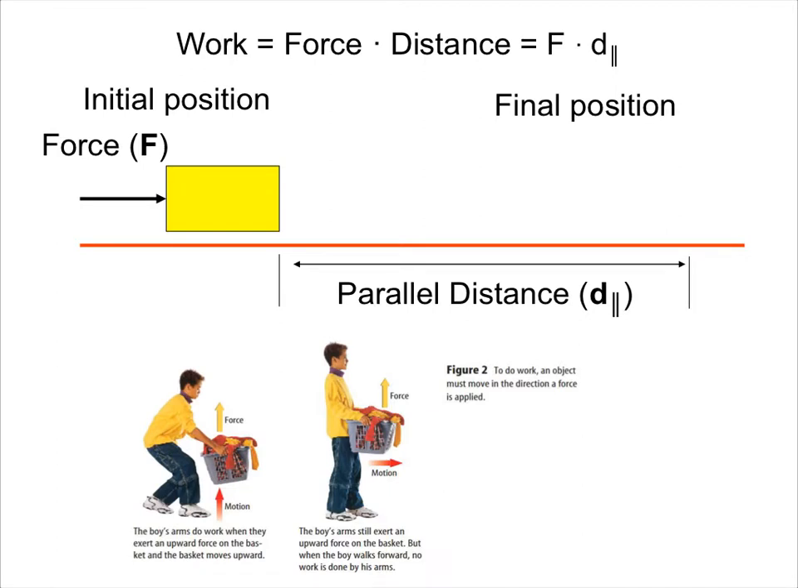For example, if you notice the 2 pictures at the bottom, the boy's arms on the left do work when they exert an upward force on the basket and the basket moves upward. Whereas in the second picture, the boy's arms still exert an upward force on the basket, but when the boy walks forward, no work is actually done by his arms.